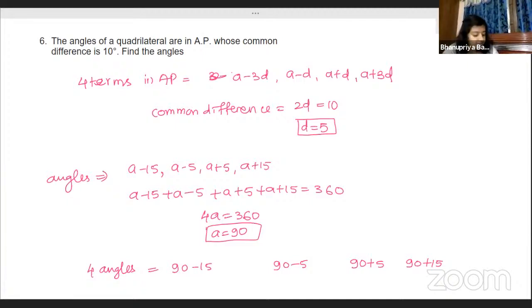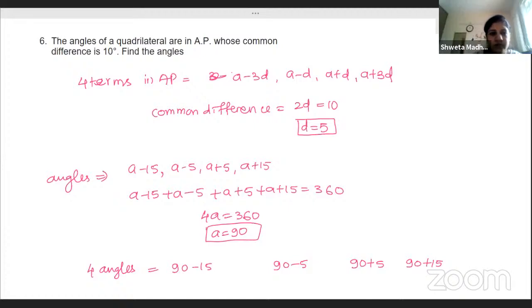Ma'am, do we have to do the 7th one? No, not now. Those are your homework. Okay, so remaining questions will be your homework. You can solve the remaining, everything is same only. Till 12, ma'am? Yeah. 12th one. Yes.